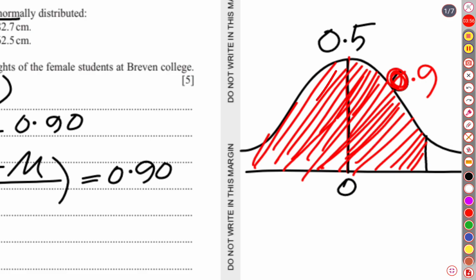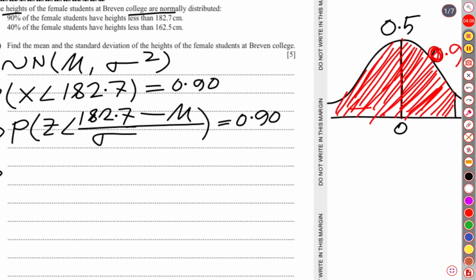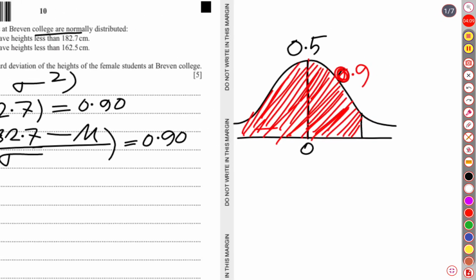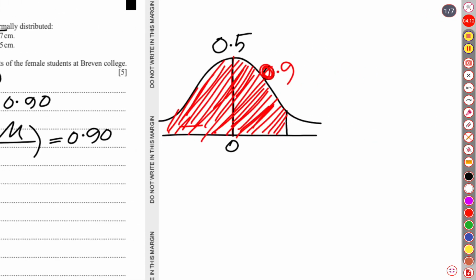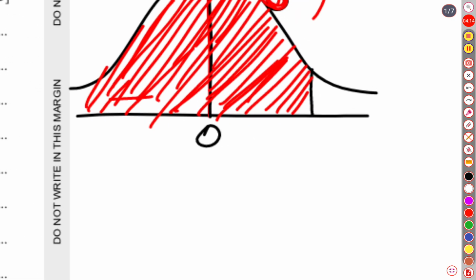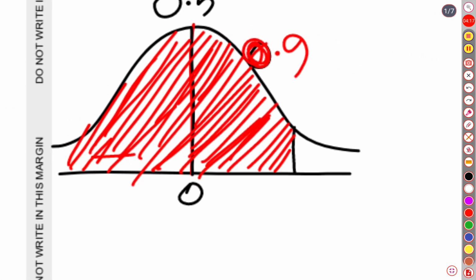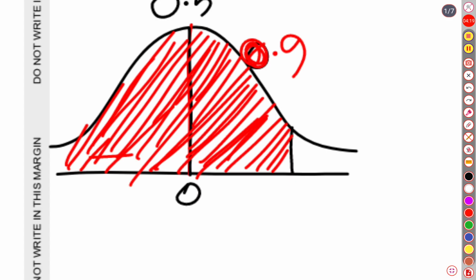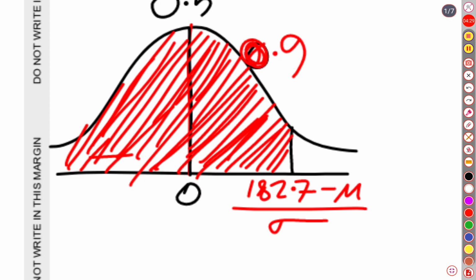So what does it mean? That our z score stands over here. This is our z score. What is the z score? Z score is (182.7 minus mu) over standard deviation or sigma. So this part is the probability of 0.9.